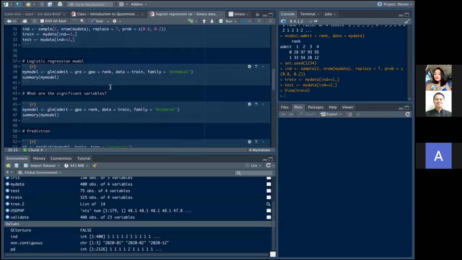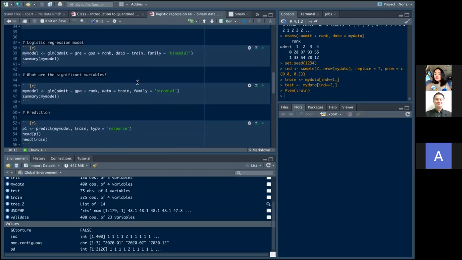In R, if it's just multiple linear regression, where your dependent variable is a continuous variable, we use the LM function. But this is logistic regression, so we use GLM, generalized linear model. We regress admit, with a tilde, on GRE, GPA, rank, comma, data equal to our train data, and we have to include family equal to binomial, which means that your dependent variable has 2 levels, 0 being not admitted and 1 being admitted. Then you have summary.